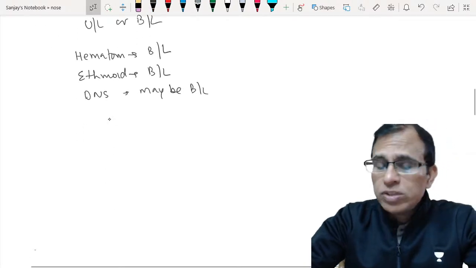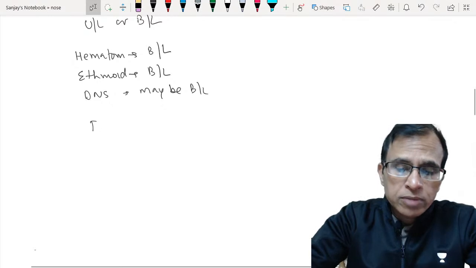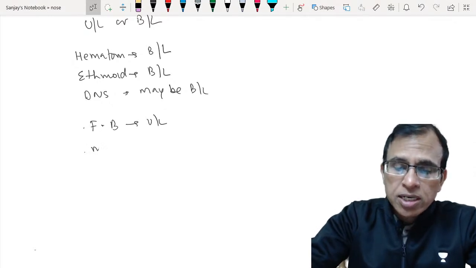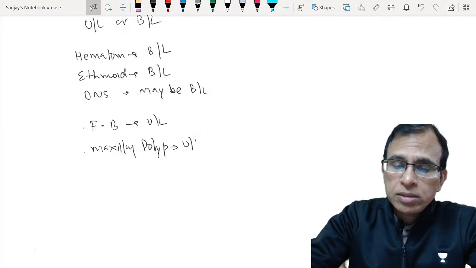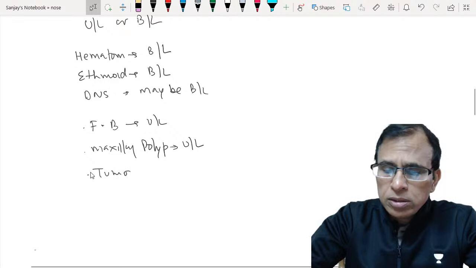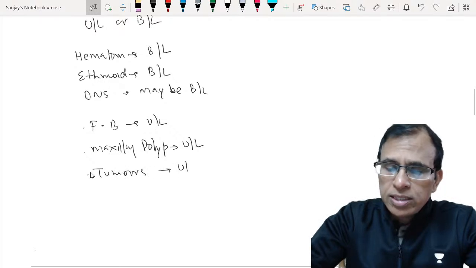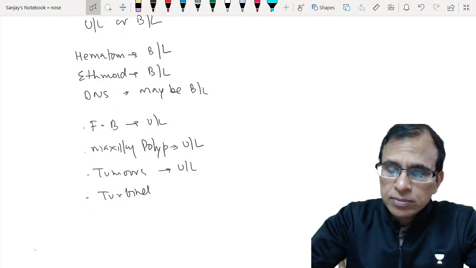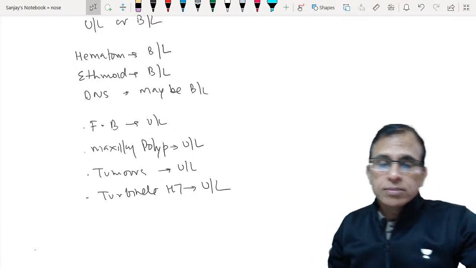The disease which will always cause unilateral blockade is foreign body. FB is almost always unilateral. Maxillary carcinoma, maxillary polyp is again almost always unilateral, and tumors also tend to be unilateral. Turbinate hypertrophy again tends to be unilateral.